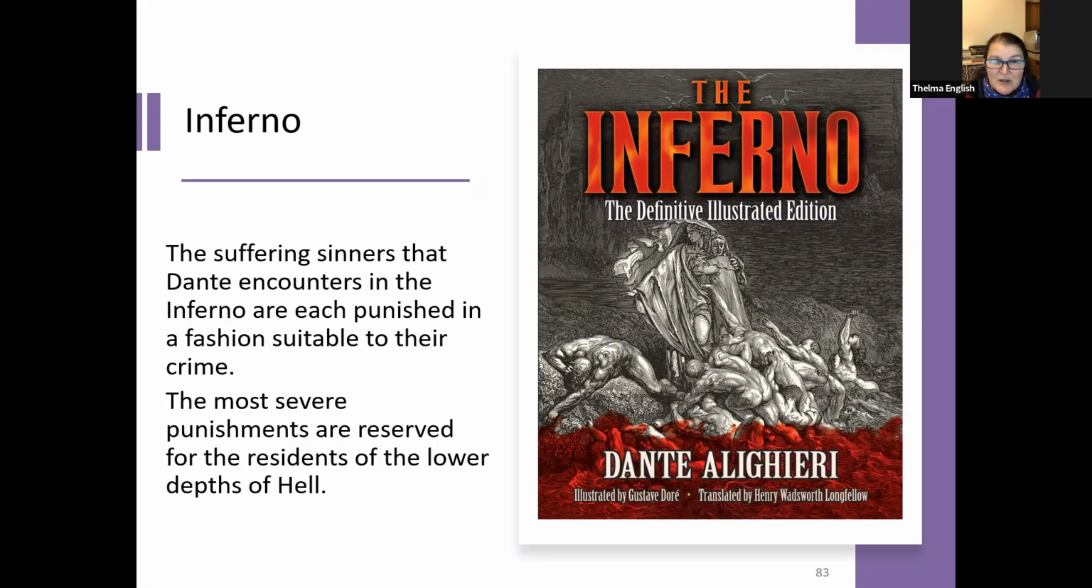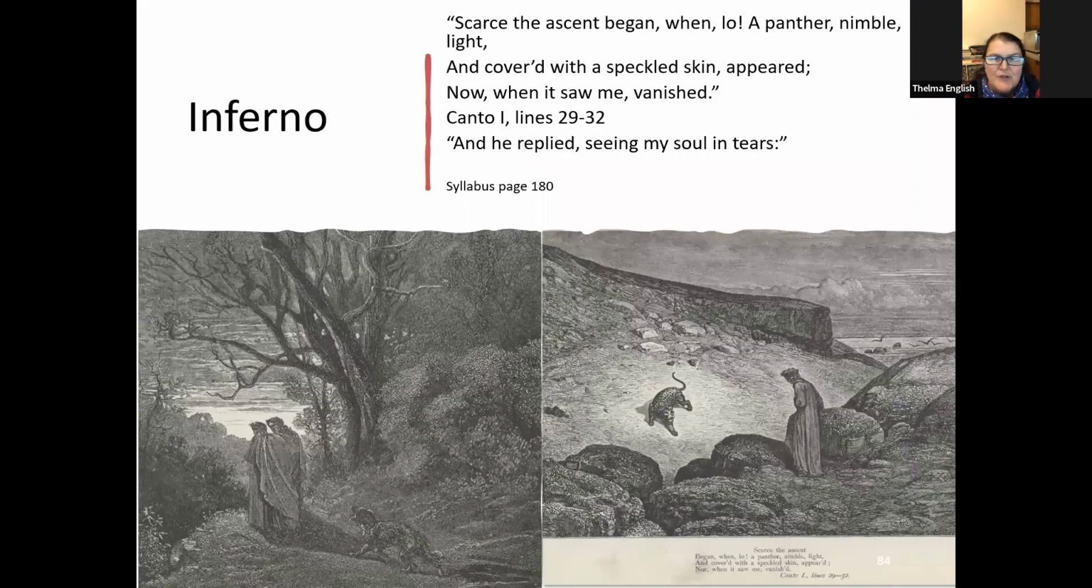The suffering sinners that Dante encounters in the Inferno are each punished in a fashion suitable for their crime. The most severe punishments are reserved for the residents of the lower depths of hell, of course, the worst people. "Scarce the ascent began," says Dante, "when lo, a panther, nimble, light, and covered with a speckled skin, appeared. Now, when it saw me, vanished. And he replied, seeing my soul in tears," excuse me, let's go to syllabus page 180.